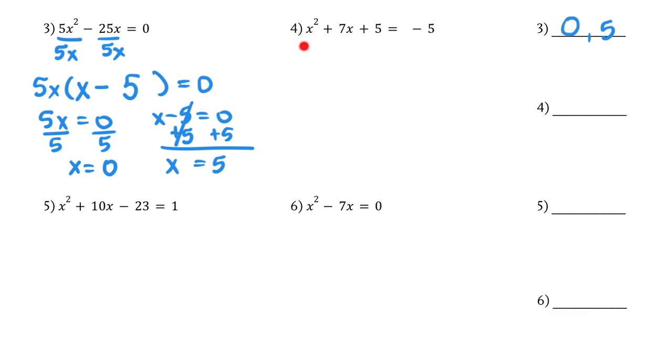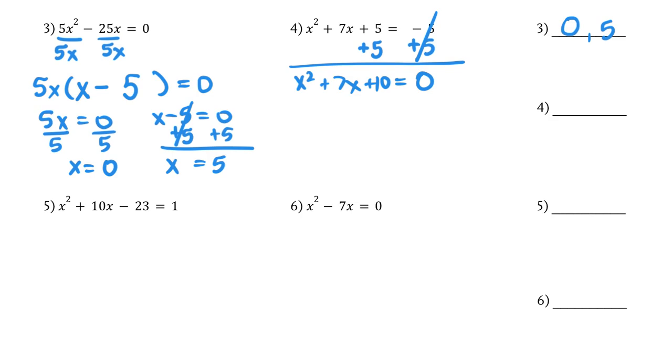Now I'm looking at number 4. I have x squared plus 7x plus 5 equals negative 5. This is a problem. We need it to be equal to 0 in order to use the zero product property. So the first thing I need to do is add 5, because minus 5 plus 5 equals 0. And if I do it to one side, I have to do it to the other. I'm going to align it under my like terms. So I have x squared plus 7x plus 10 equals 0.